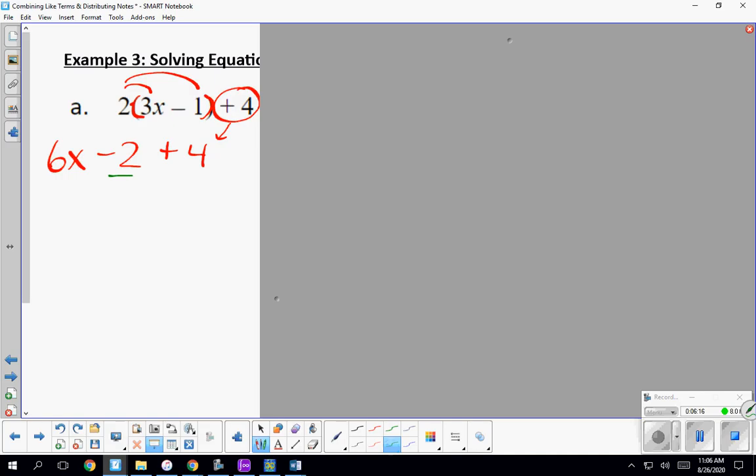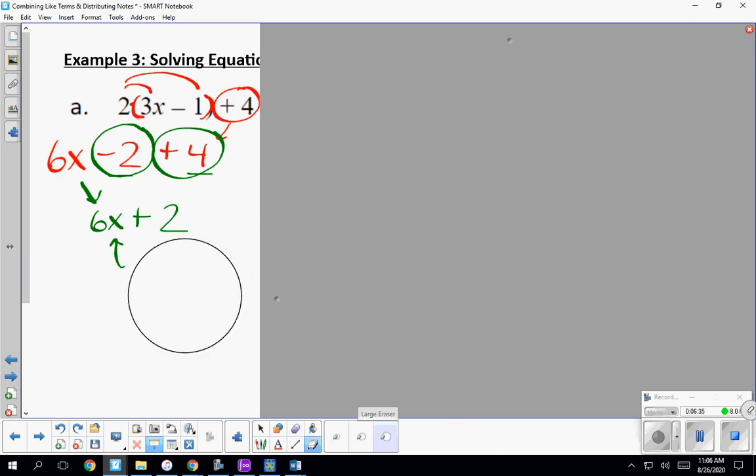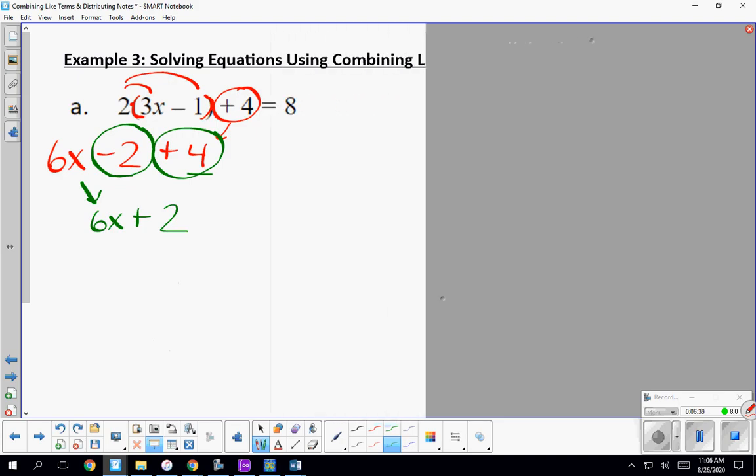So since we know these are like terms, since they're both just numbers, we can combine them. So we have a negative 2 and a positive 4. So that becomes positive 2. And my 6x drops down. There's nothing else I can do with this because this guy has an x and this guy doesn't. So this is as simplified as we can get. So now, since we've cleaned that side up, let's look at the equation as a whole.